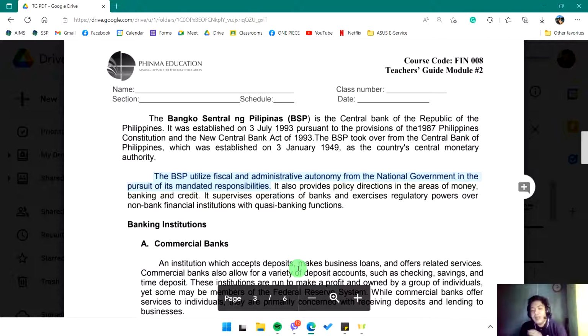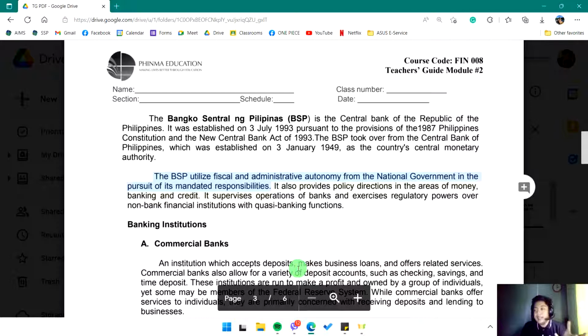Ibig sabihin po nito, walang control ang government natin sa BSP. Hindi kontrolado ng government natin ang BSP. Walang kapangyarihan ang ating presidente sa pagkontrol ng Bangko Sentral ng Pilipinas. Walang kapangyarihan ang ating mga senador, ang ating legislative committee sa pagkontrol or sa pagpapatakbo ng Bangko Sentral ng Pilipinas, at wala ring kinalaman at wala ring kakayahan ang justice system ng ating bansa sa pagkontrol ng Bangko Sentral ng Pilipinas. BSP has its own ways of how to do things.